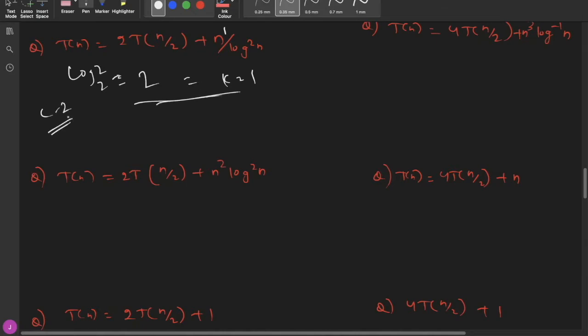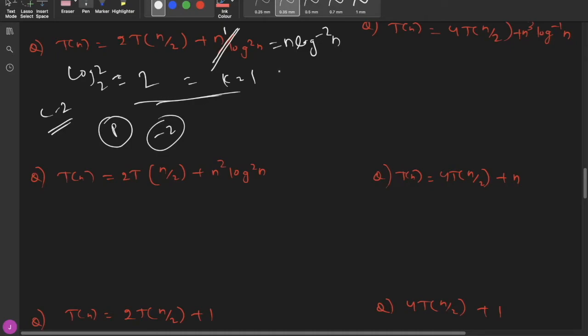Now which case is it coming under? It is coming under case 2. So in case 2 we have to again check for the p value. The p value is the power of the log n. Okay, so the power of log n is -2 here. Not 2, this is -2 because it is under this line. Power of p is -2 here. I can write it as n into log power -2 n. So the power of p is -2 here.